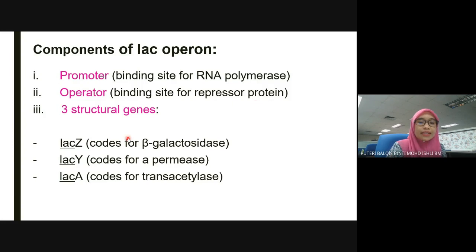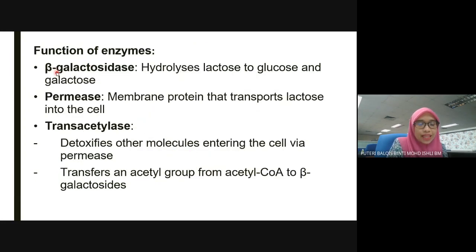And then the three structural genes, Z, Y, A, each codes for an enzyme. And you need to know about the function of each enzyme. So, let's look at beta galactosidase. Beta galactosidase will hydrolyze lactose to glucose and galactose. That is the function of beta galactosidase.